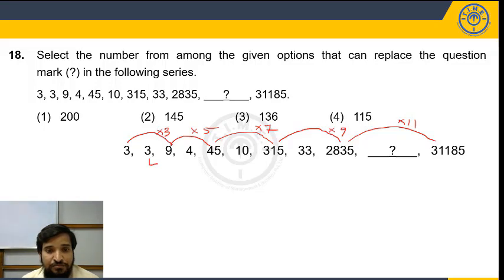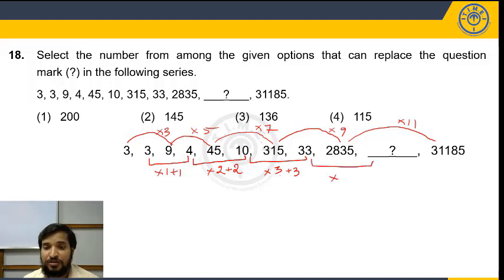Okay, then next. 3 to 4. The logic is 3 ones are 3 plus 1. Next, 4 to 10. 4 twos are 8, 8 plus 2, 10. 10 to 33, into 3 plus 3. 10 threes are 30, 30 plus 3, 33. Next, into 4 plus 4. 33 fours are 132, 132 plus 4, 136. So what's the missing number in the series? 136. It's an alternating series.